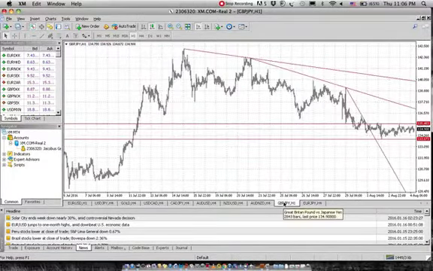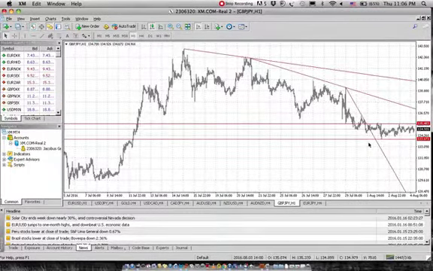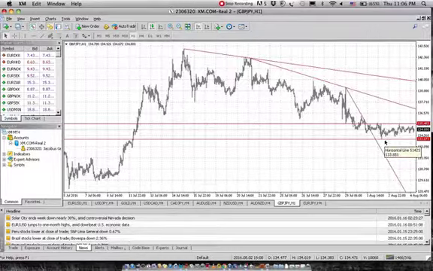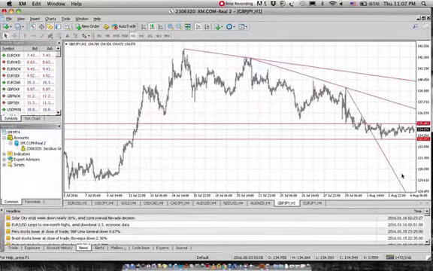British pound Japanese yen, we can see, has been channeling for a very long time. Since the 1st of August, there hasn't been much price action on here. So we can expect a breakout at some point, and how I would want to maybe approach this is to place an entry order for a bearish trade, shorting the market.